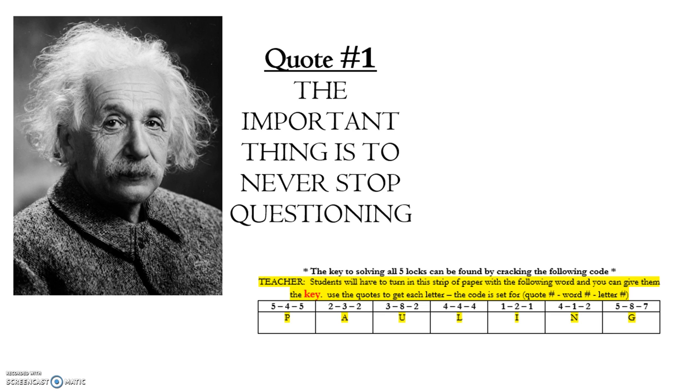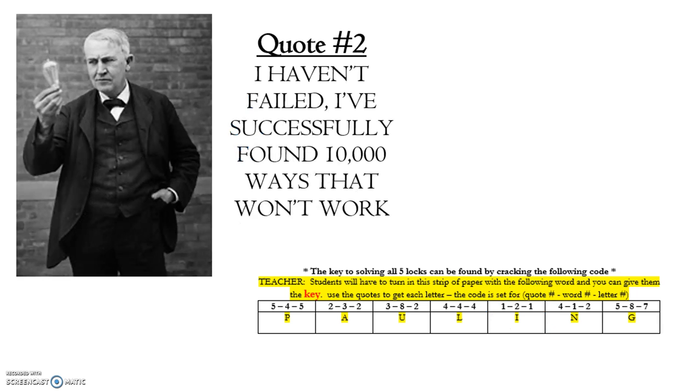Using the quotes, there's a little code down at the bottom of one of their worksheets. What the numbers refer to is the quote number, followed by the word number in the quote, and then finally the letter in the quote. So for example, the code 121 refers to quote 1, word number 2, letter number 1, which gives them an I.